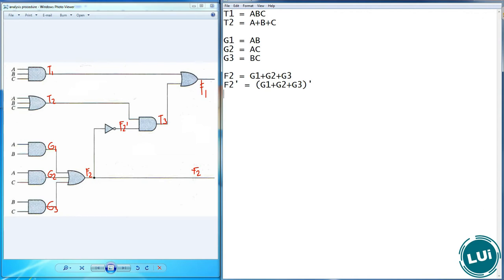Next we have T3, which is equal to T2 and F2 prime. Finally, we have F1, which is equal to T1 or T3.